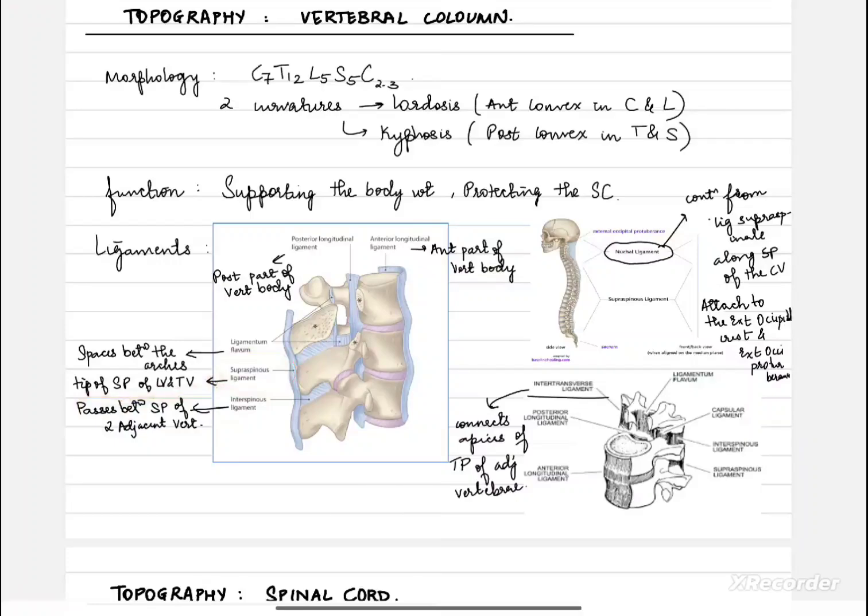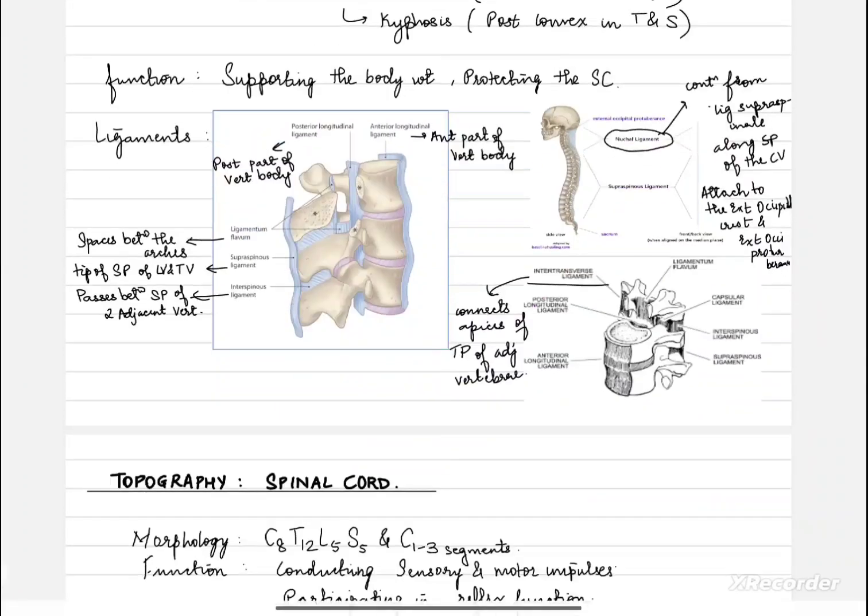Spinous process of lumbar and thoracic vertebrae. Interspinous ligament passes between the spinous processes of two adjacent vertebrae. Okay. Ligamentum nuchae. Ligamentum nuchae continues from the ligamentum supraspinale along the spinous processes of the cervical vertebrae, attached to the external occipital crest and external occipital protuberance. Next is ligamentum intertransversarium. It connects the apices of the transverse processes of adjacent vertebrae. Okay. Now next is the spinal cord.